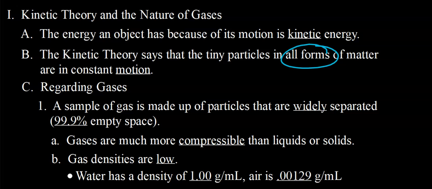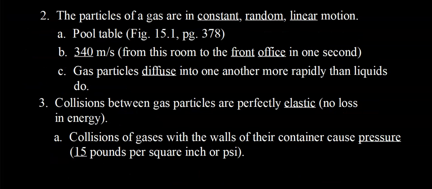In fact, we'll see later on that it's not very useful to express the density of a gas in grams per milliliter. You get a really, really small number. So it's better to express that in grams per liter. And for air, that's 1.29 grams per liter. That's not very dense.